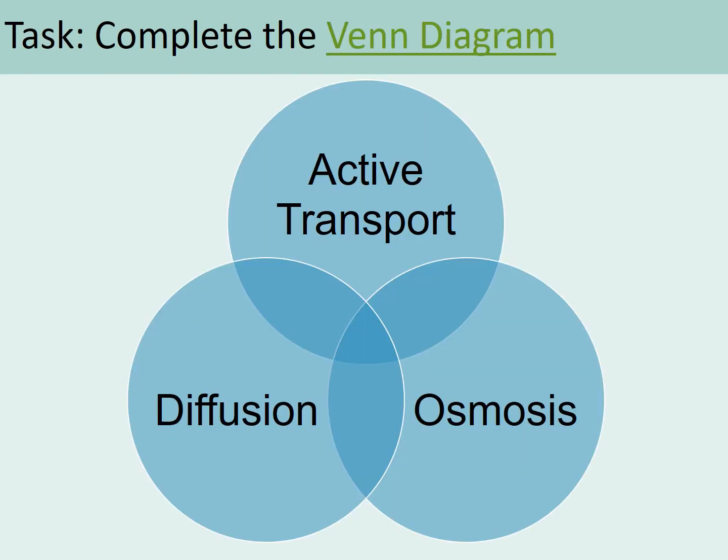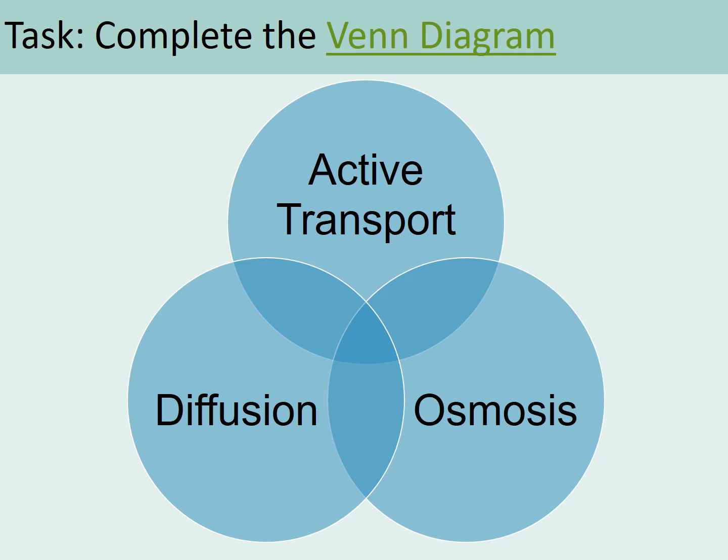Okay, next task. What I would like you to do is create a Venn diagram that looks like the one that you can see, where you have these overlapping circles. One of them is going to have active transport, one of them osmosis, and one of them diffusion. And I'd like you to put into the relevant places of the Venn diagram what makes them unique, so what only happens in one of those ways molecules move, or a combination of them.